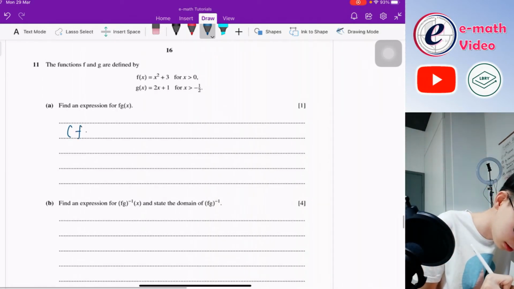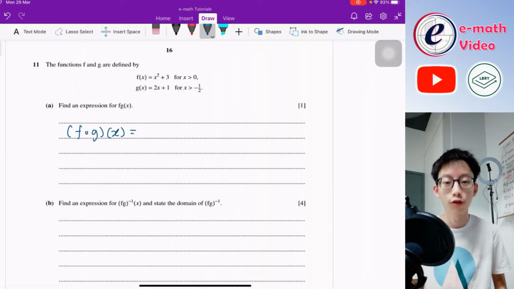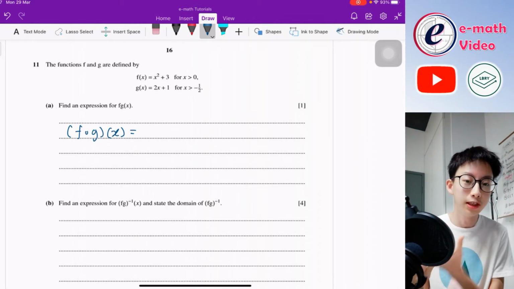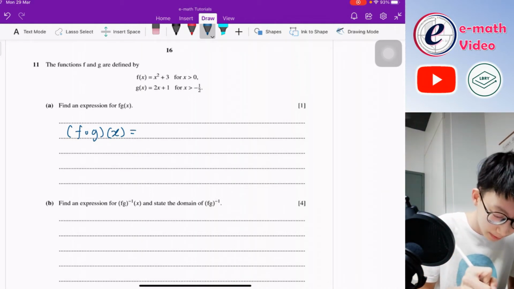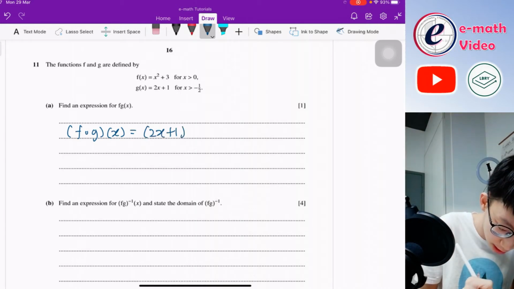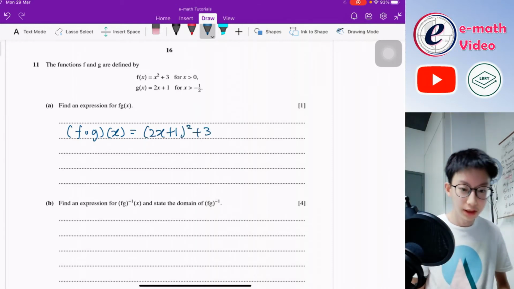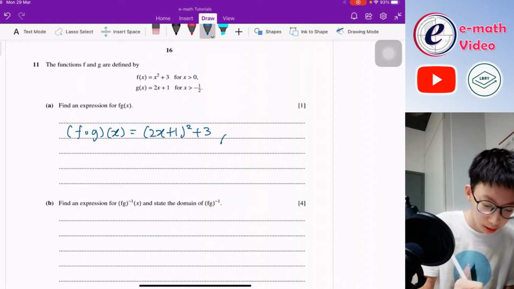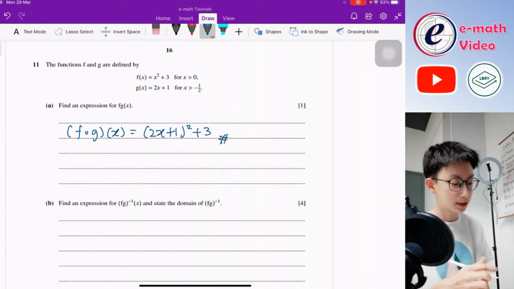F composite g. This is how I write the composite function, so I do not confuse myself. You just put the entire g into the f function, so it will be (2x + 1) squared plus 3. Am I right? And that's it. You don't have to expand, just find an expression.